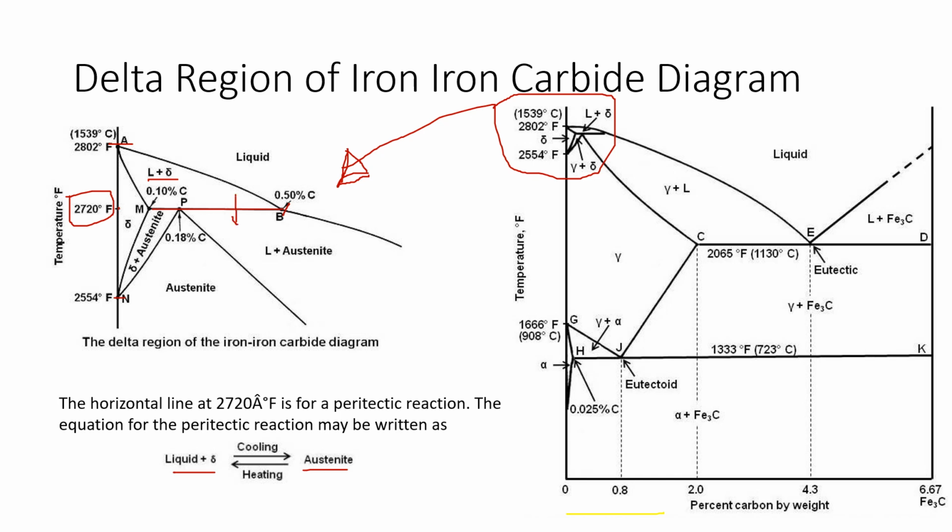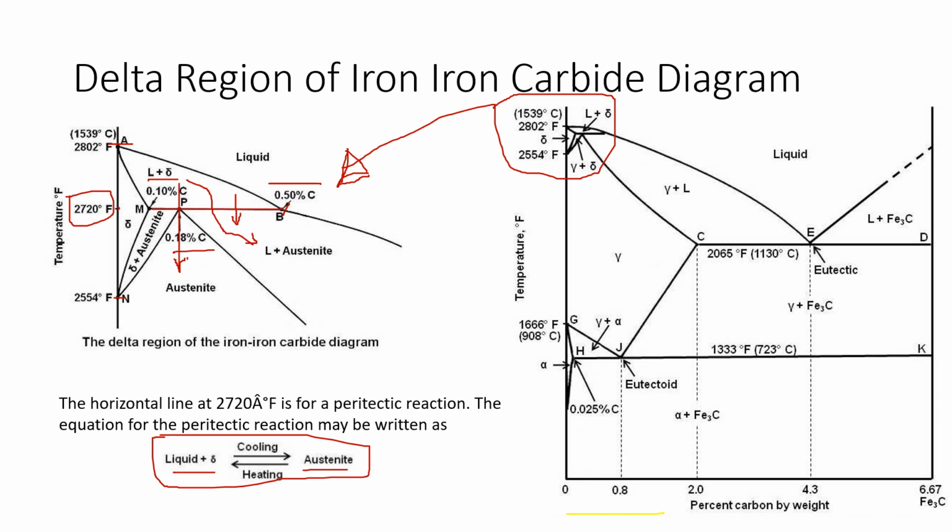If the composition is between 0.18% to 0.5% carbon, then this liquid plus delta iron is converted into liquid plus austenite. At the peritectic point P, which is mentioned over here, if the composition of iron is 0.18% as shown in the delta region, then the liquid plus delta is converted into pure austenite, followed by this reaction, the peritectic reaction.